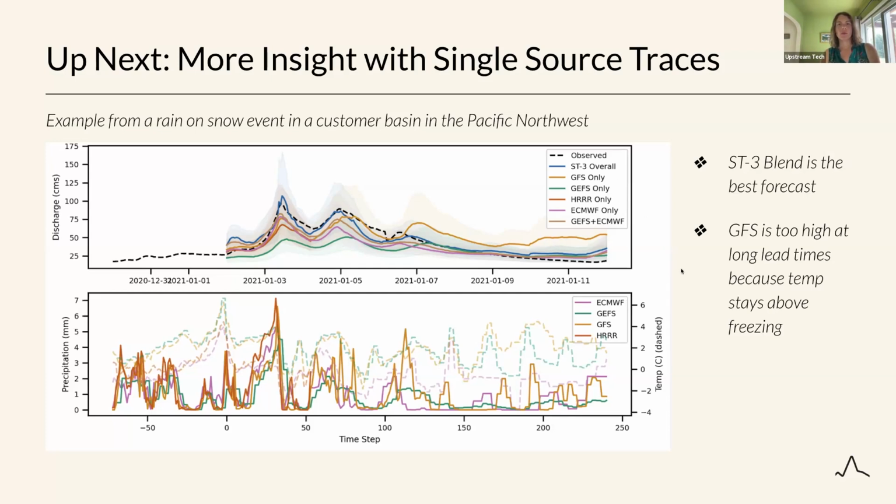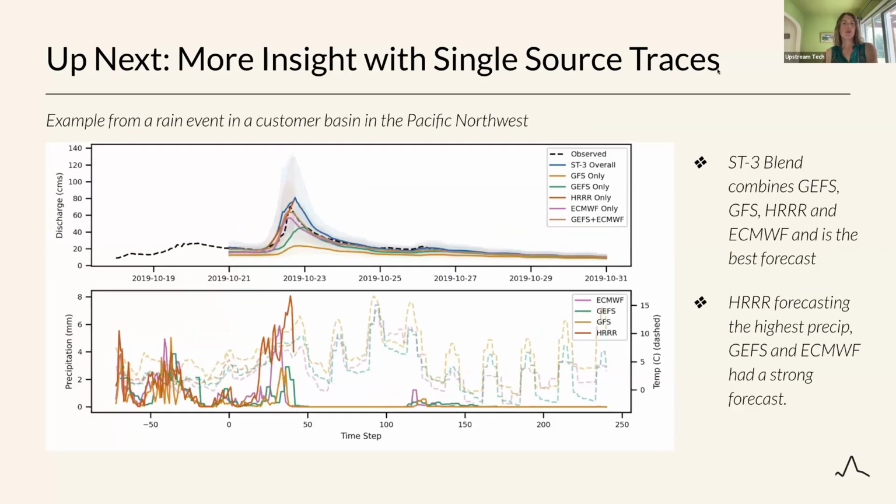I'll just show one more example here. This is from a rain event in the Northwest. One of the reasons for showing this example is the value of HRRR having a more frequent, high resolution data source. The HRRR precipitation is the highest line here in the bottom plot, and that's really helping our blended model, the blue line here, capture the peak because the other sources weren't quite as high. They didn't quite predict as much precip. That's really what helped drive that forecast up there at the top.